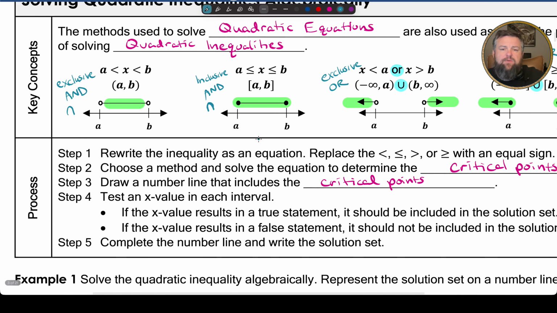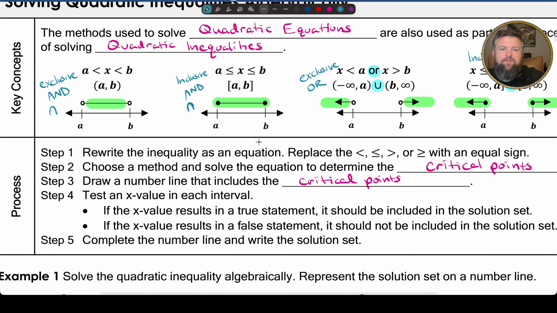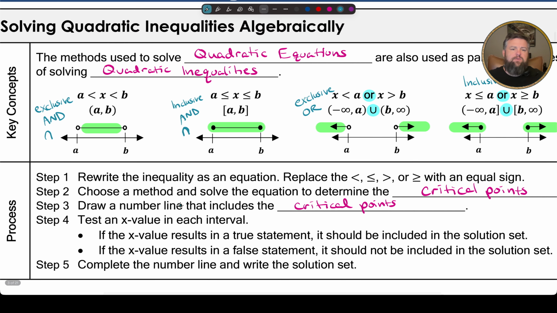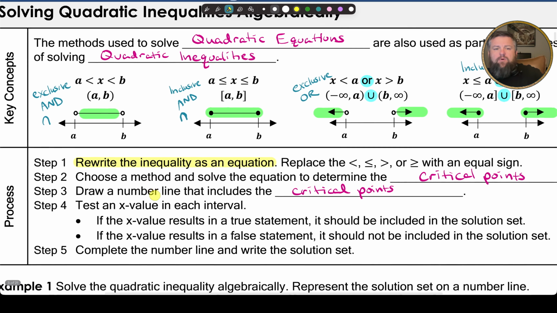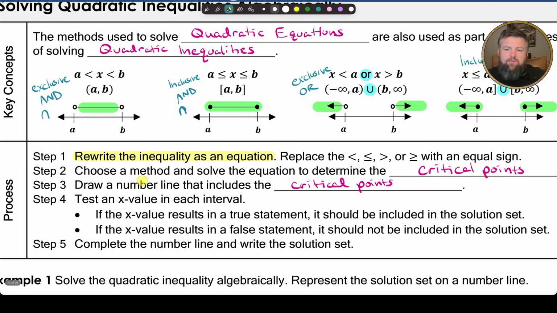So the process that we're going to use to solve the quadratic inequality is we're going to rewrite the inequality as an equation for this process here. So we're going to change the inequality sign to an equal sign. That's all we're going to do. We're going to choose a method and then solve the equation to determine the critical points.